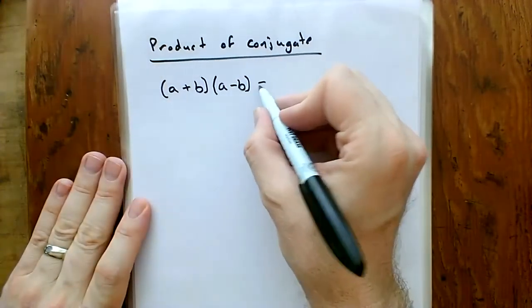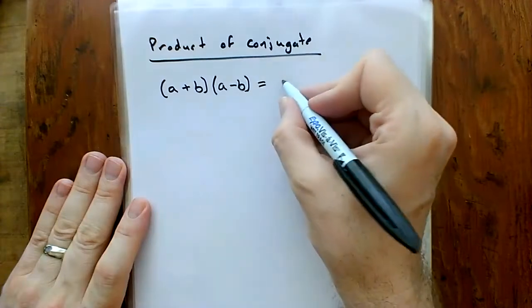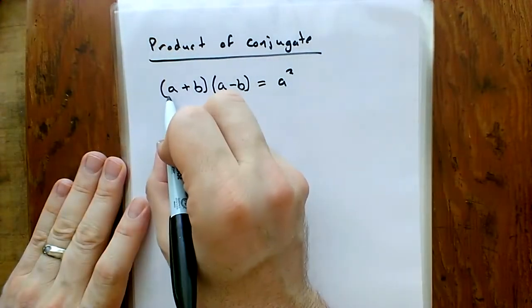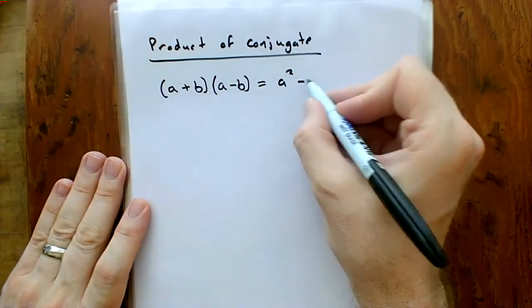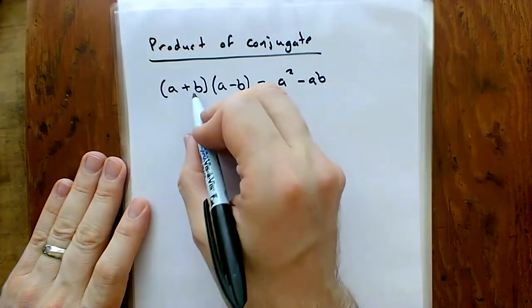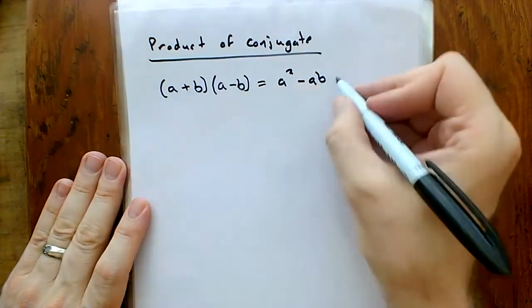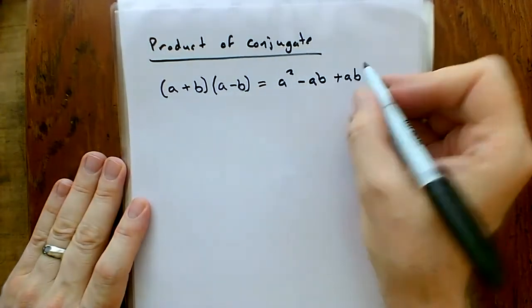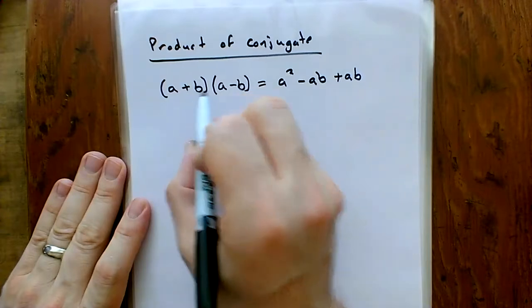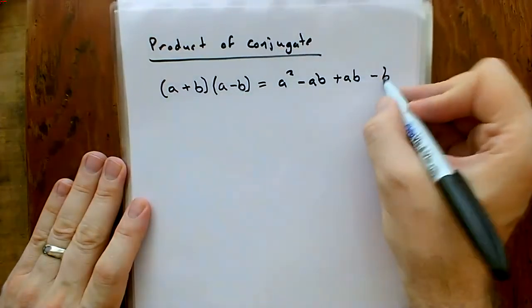Now, if I were to multiply these together, a times a is going to be a squared. My outside terms, I'd have minus ab. My inside terms, it's going to be plus ab. And then our last terms, positive b times negative b is going to be minus b squared.